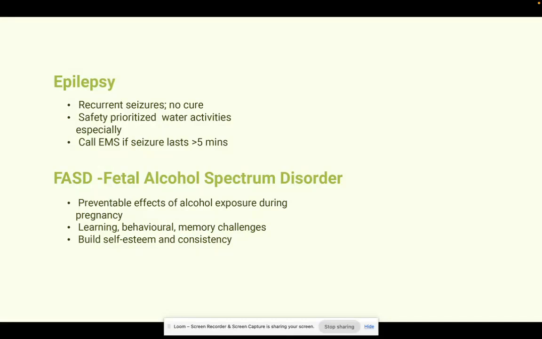Sometimes with FASD, they are kind of slow in terms of learning. In their behavior, they might easily get annoyed or irritated, something like that.